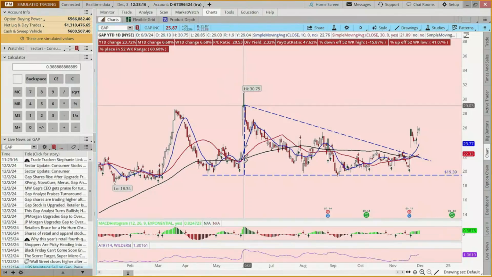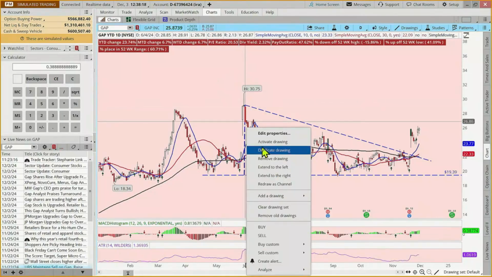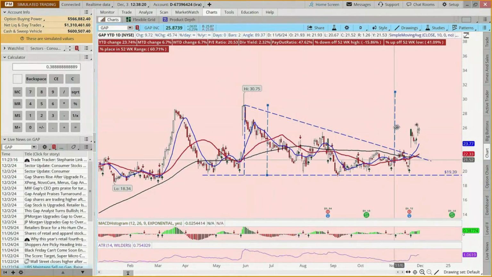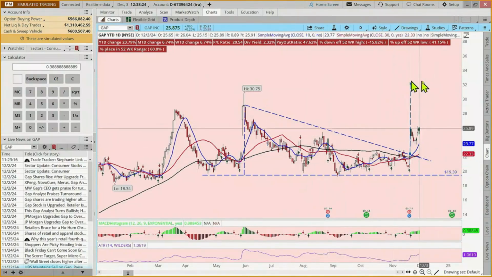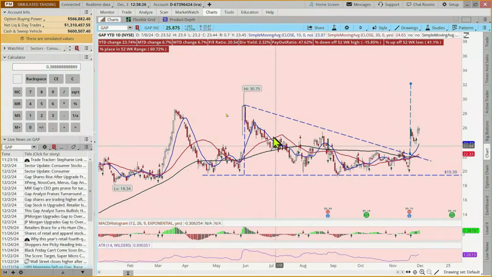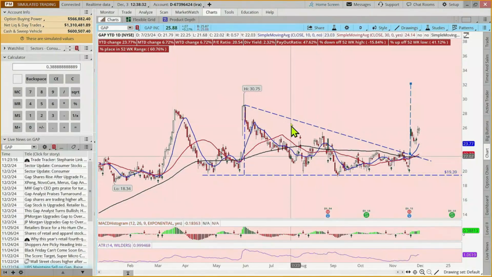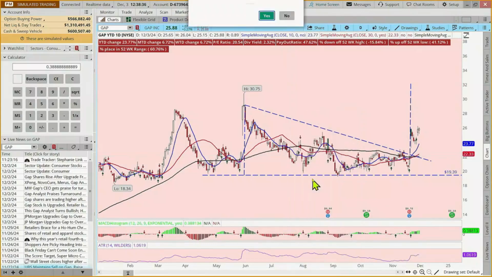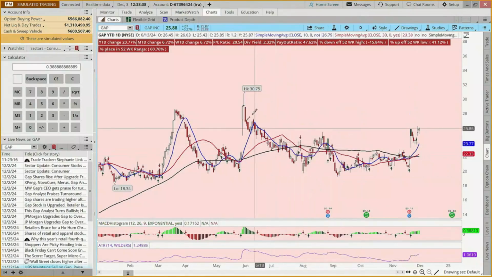I'm trying to make my lines straight. And so where might a target be? Up here around 32 maybe? Or could your target be the previous high? Absolutely. Now, others might say, well, that's how you see it, but I'm going to clear this.